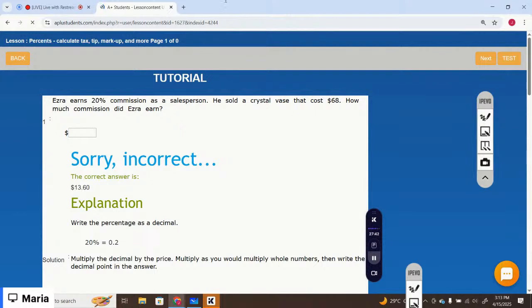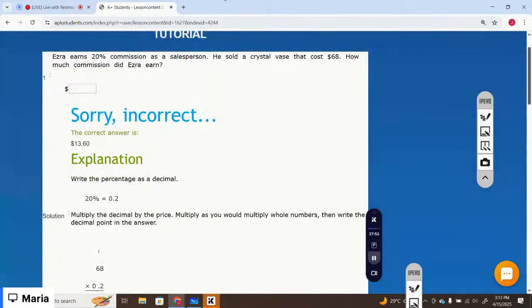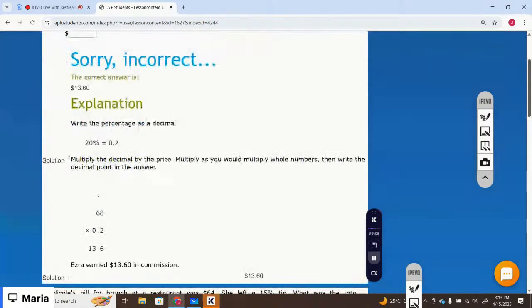Ezra earns 20% commission as a salesperson. He sold a crystal vase that cost $68. How much commission did Ezra earn? So the commission rate is 20%, right? So 20% of $68 is the commission. So just calculate 20% of 68. So 20% of 68 is $13.6. So Ezra earned $13.6 in commission.